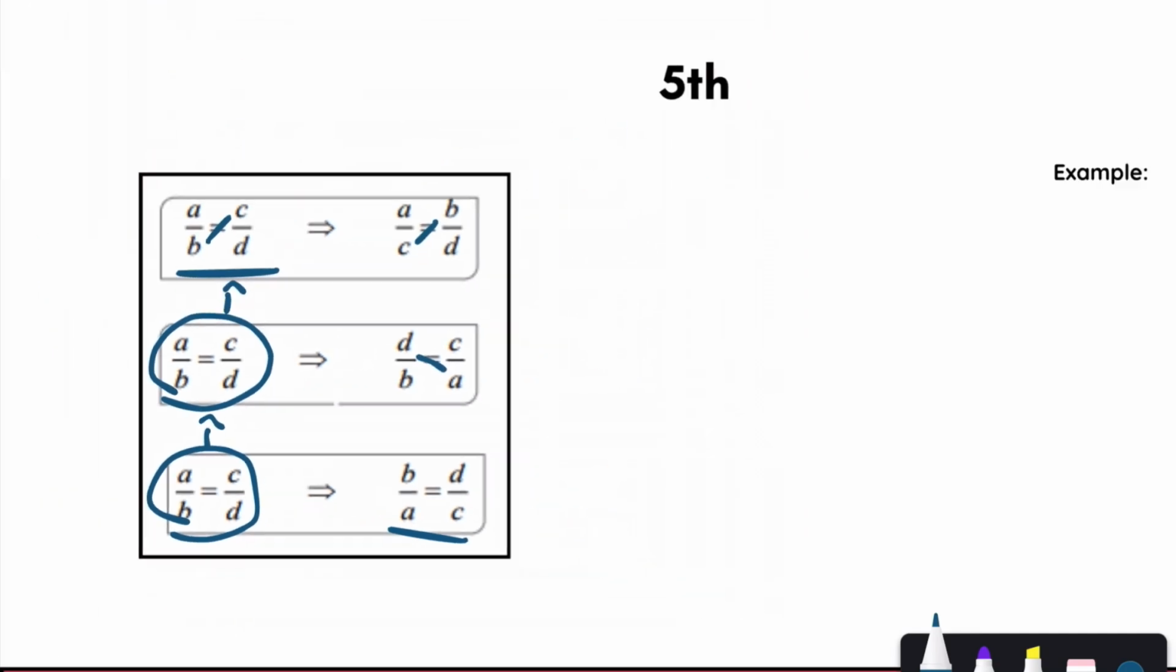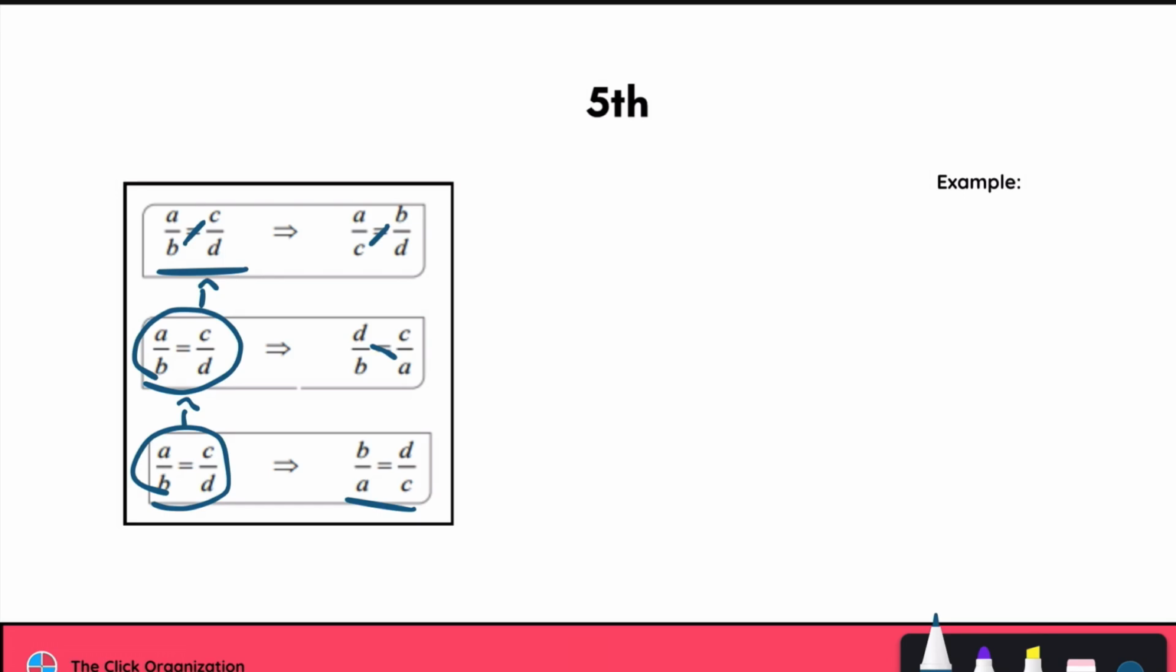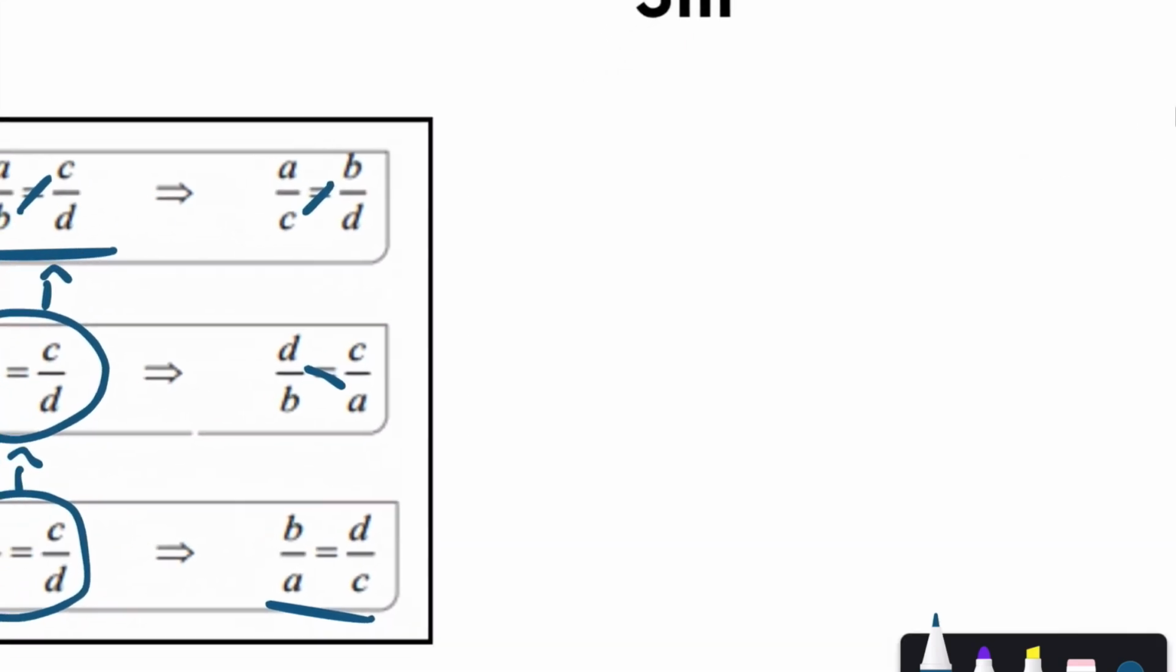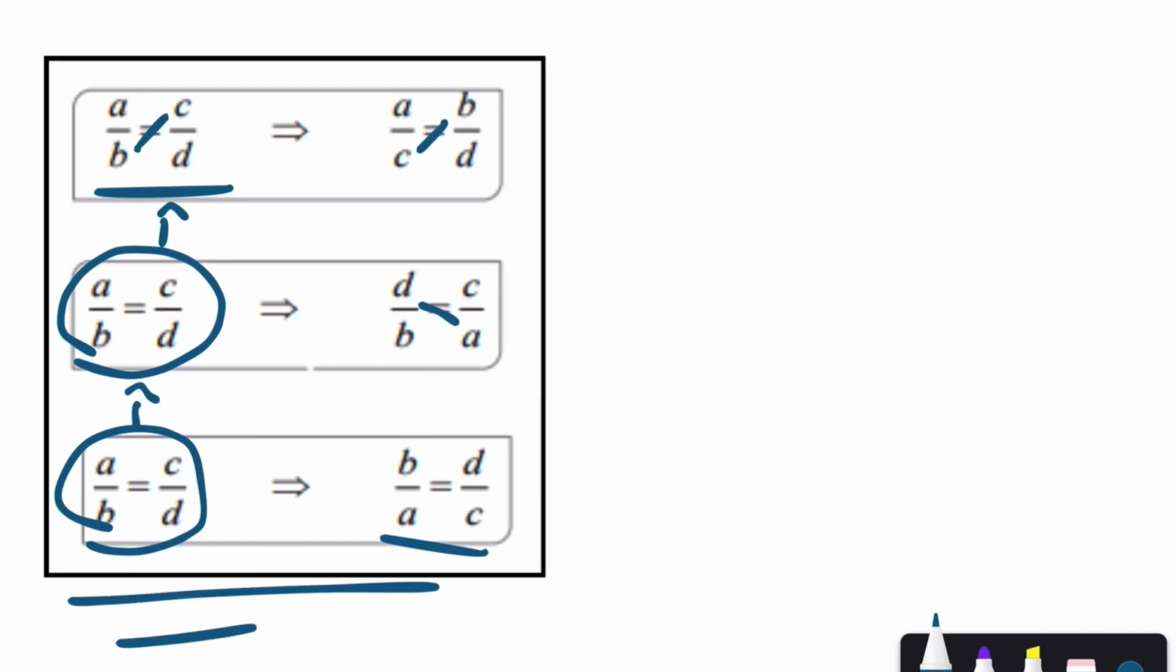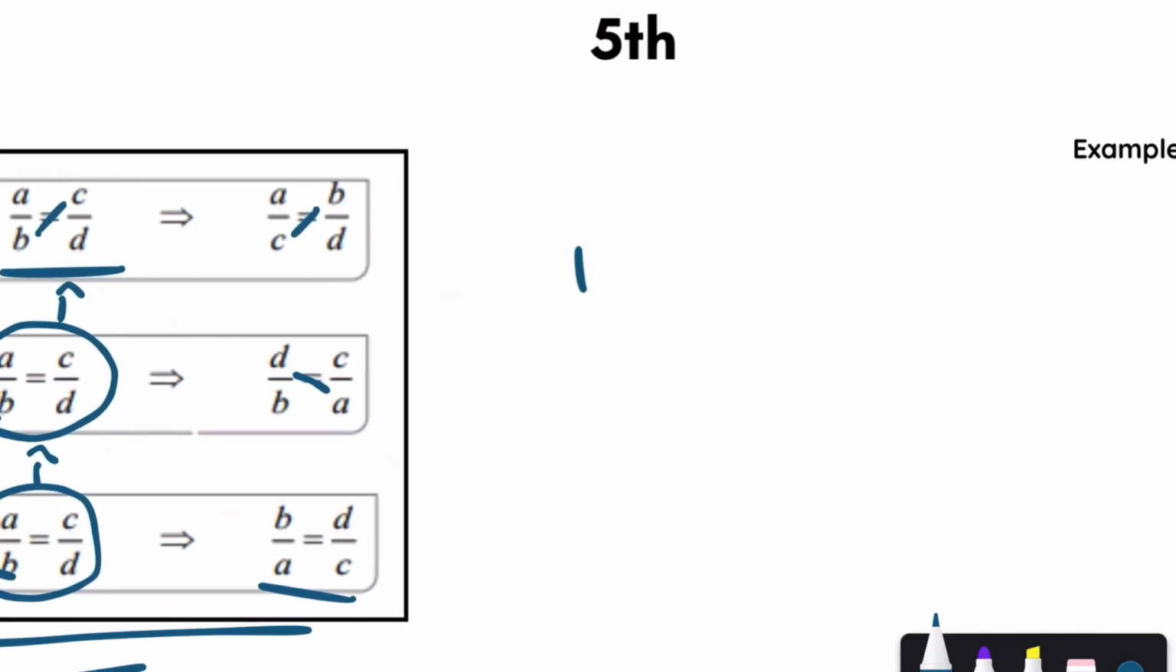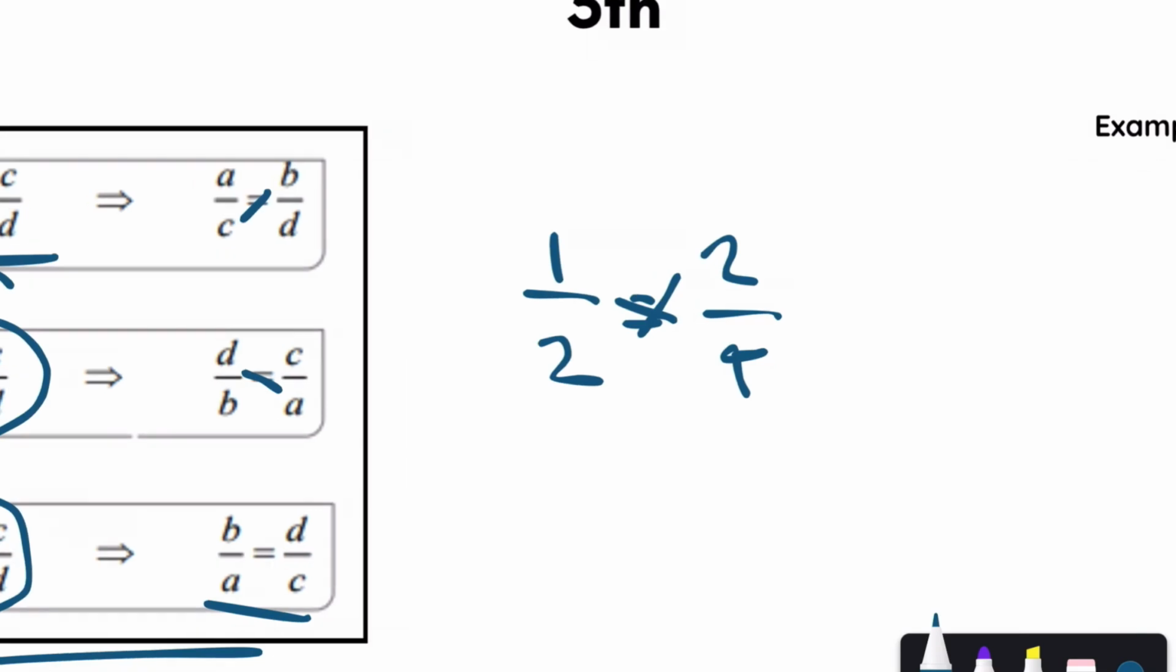And this one, this is exactly the same as this, but in here both extremes and means are exchanged or replaced. The whole point of this property is that if you change the placements, or if you replace the means, the property won't change. If you replace the extremes, the property won't change. If you replace the means and the extremes, the property won't change. So let's do an example for the last one. So 1/2 equal to 2/4, right? I'm gonna replace the means and extremes, both of them.